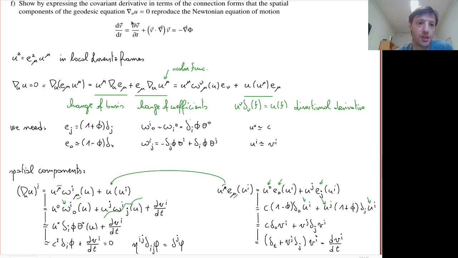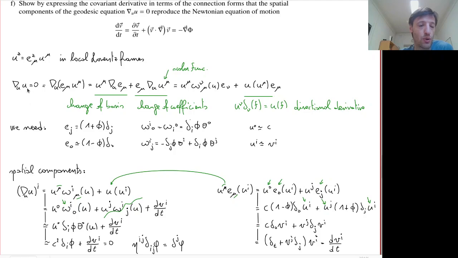The next step is to use the geodesic equation to derive the Euler equation. The Euler equation is basically the three spatial components of the geodesic equation at first order approximation. So we start with the geodesic equation that we all know: the covariant derivative along the direction u of the vector u is equal to 0.